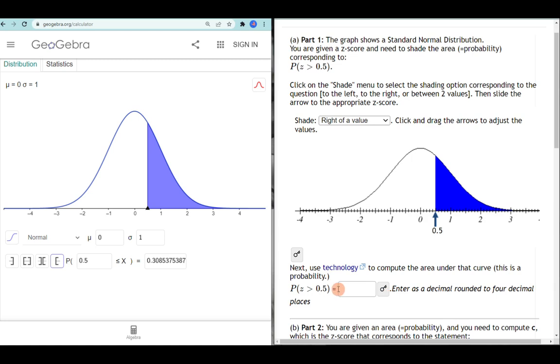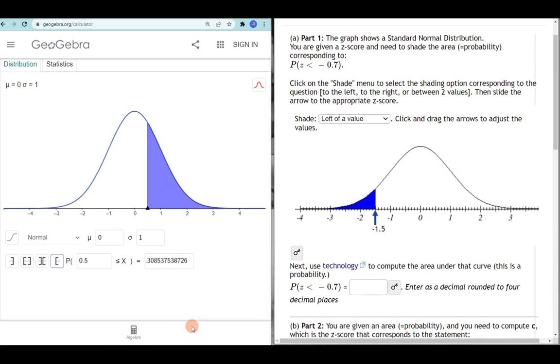And here is our answer right there, 0.3085. This is saying that about 30.85% of all z-scores lie above the value 0.5. Let's look at our second example.